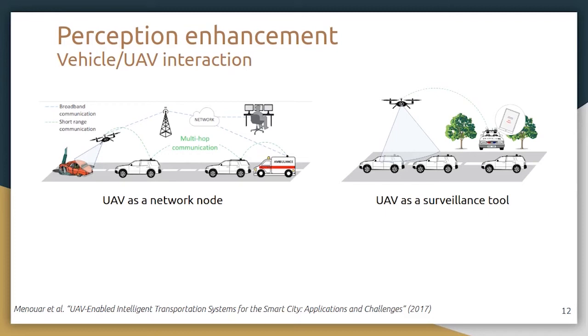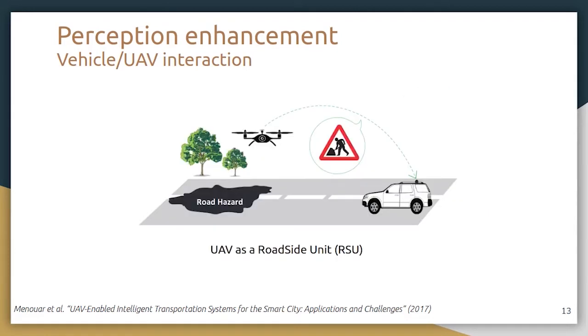And this is the case that interests us, using them as roadside units, meaning they would be stationed in a place where there is some hazard happening, and they could gather some more data and transmit them to the incoming vehicles.